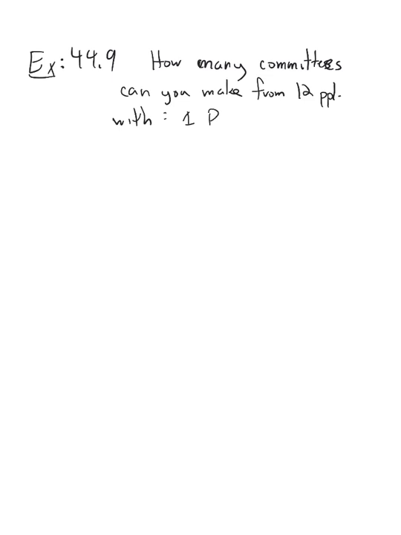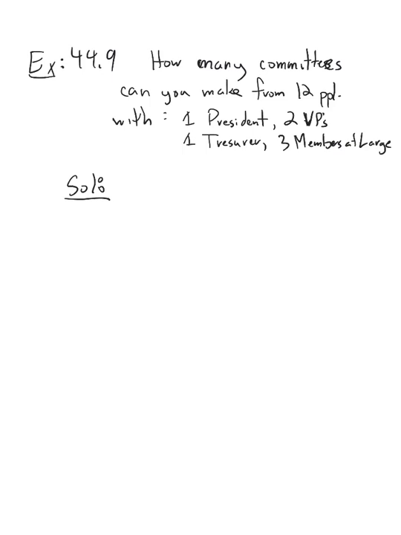It's made up of 1 president, 2 vice presidents, 1 treasurer, and 3 members at large. So members at large are just committee members that don't really have a specified role, but they just help out whenever they can. But again, this isn't too bad as long as you're thinking in terms of arrangement of letters.